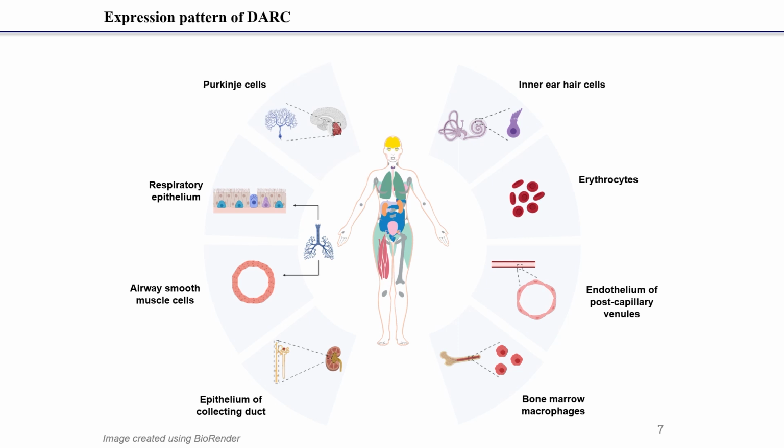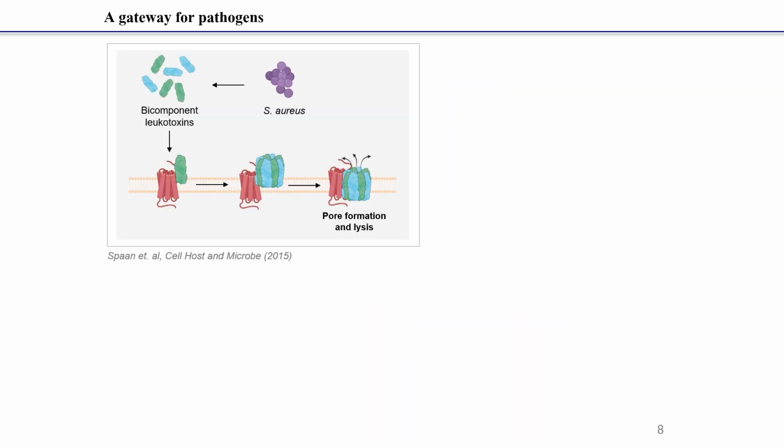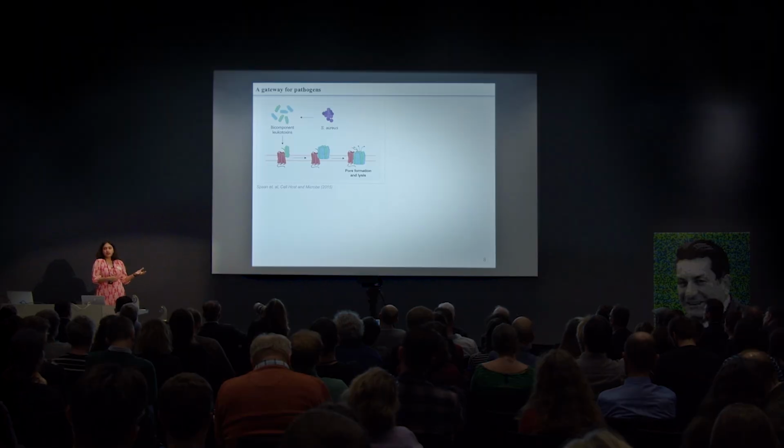And why I specifically single out these 2 sites of expression is because DARC expressed in these regions is targeted by several pathogens. So for instance, Staphylococcus aureus secrete these bicomponent leukotoxins that recognize DARC expressed on the surface of endothelial cells, and this recognition allows it to bind to DARC, which allows it to form a complex which then inserts itself into the membrane, forming a pore.